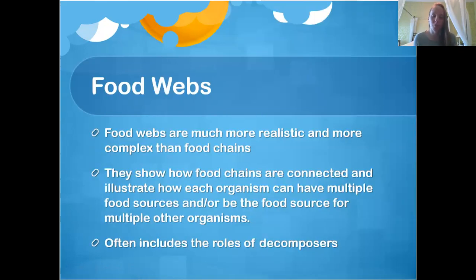Food webs are much more realistic ways of showing how energy is transferred through an ecosystem and who is being predated on by who. They show how all the different food chains that exist in an ecosystem are actually connected to one another, and how an organism can have more than one food source or more than one predator. And sometimes this will also show decomposers, which we don't usually see in food chains. So you won't always see them in food webs either.